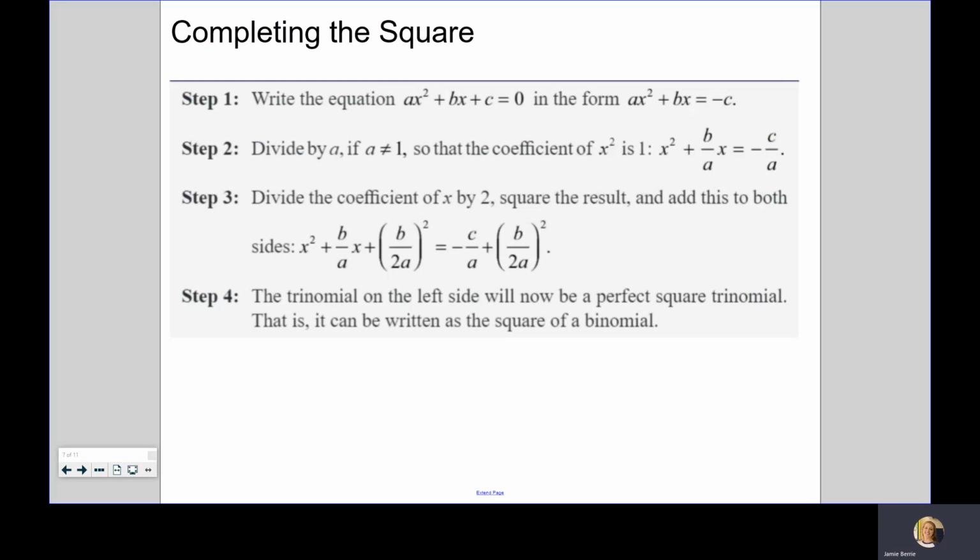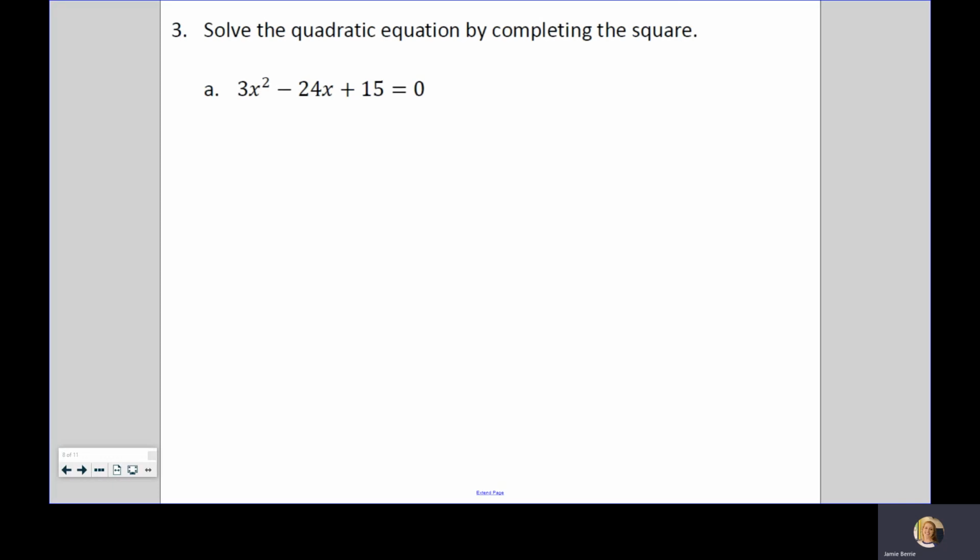So let's look at an example using the completing the square method. All right, solve the quadratic equation by completing the square. All right, 3x squared minus 24x plus 15 equals 0.